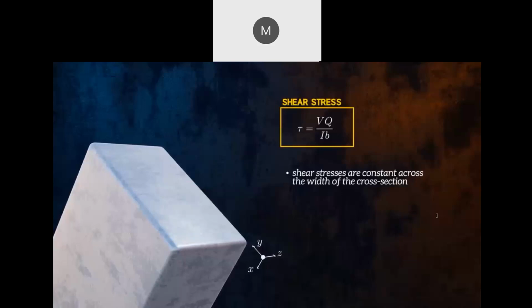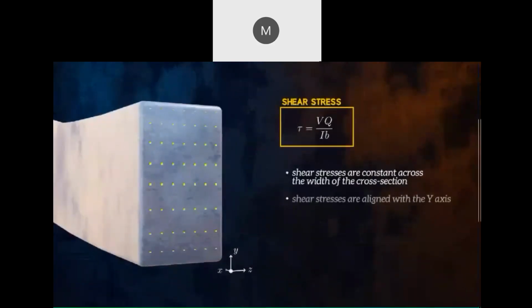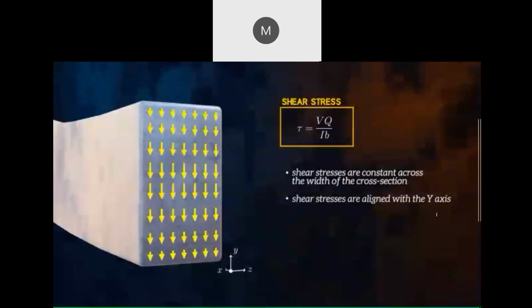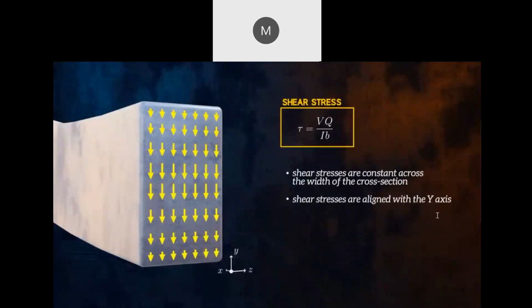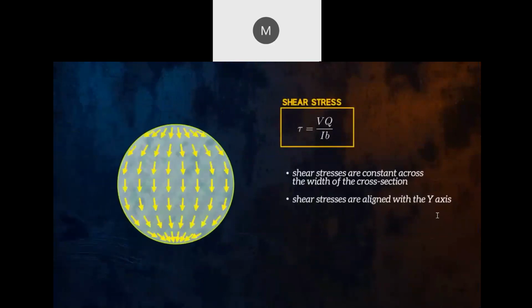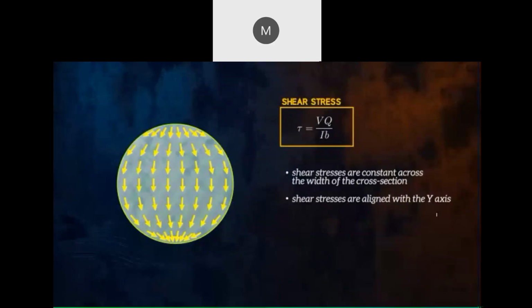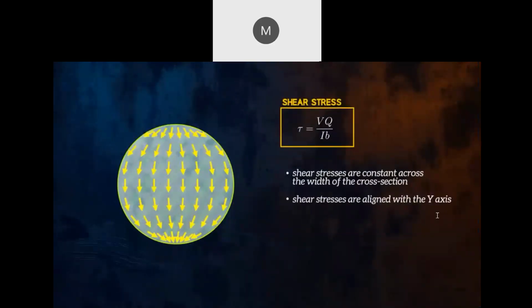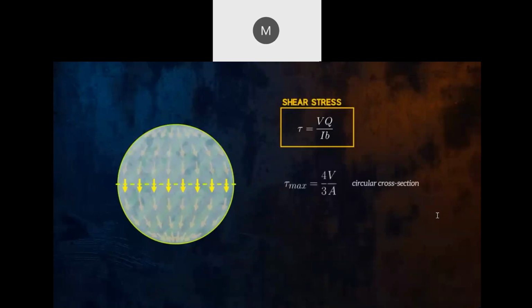Another assumption this equation makes is that the shear stresses are aligned with the y-axis. Shear stresses act tangentially at a free surface, so for a circular cross-section, for example, we can't strictly use this equation to get the distribution of shear stresses across the height of the cross-section, but we can still use it to estimate the shear stresses at the neutral axis, because the shear stresses there are aligned with the y-axis. The equation for shear stress at the neutral axis in a circular cross-section is similar to the equation for a rectangular section, where we have the average shear stress V over A multiplied by a constant. The constant is 4 over 3 for a circular cross-section and 3 over 2 for a rectangular one.